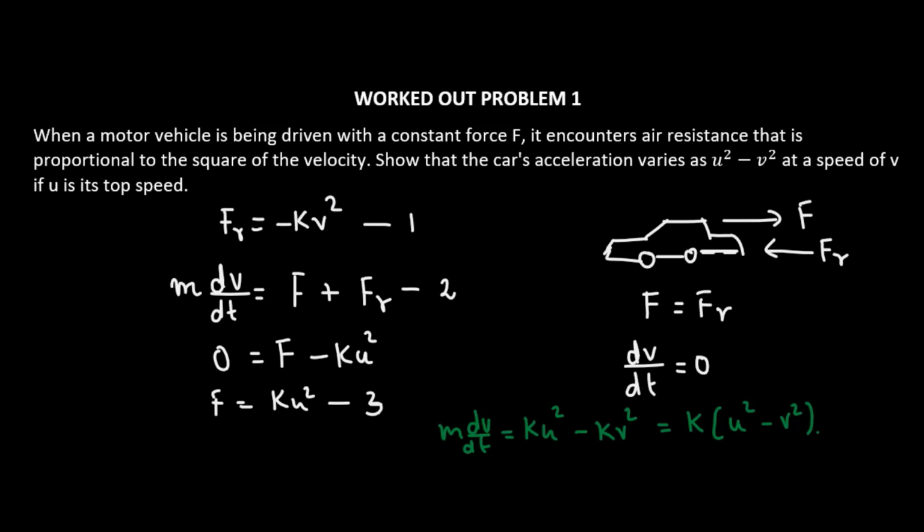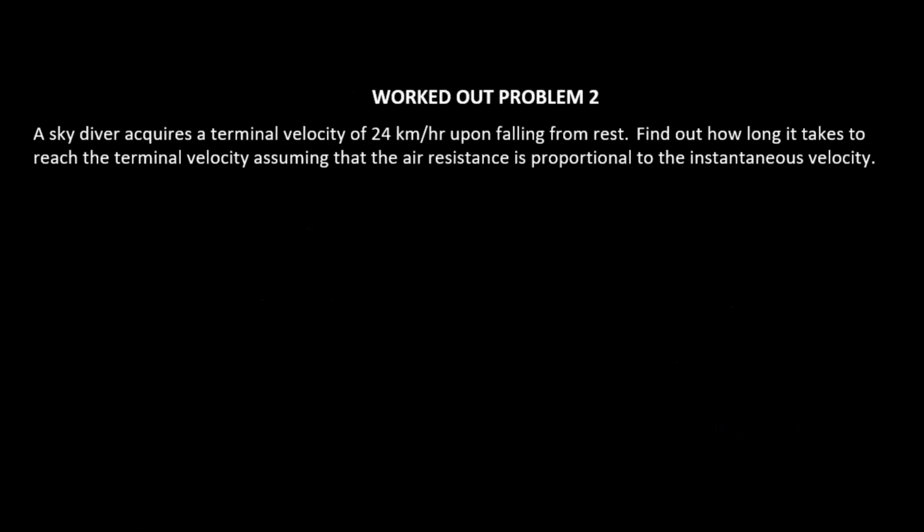Let's move on to the next problem. Problem number 2. Here we are given that a skydiver acquires a terminal velocity of 24 kilometers per hour upon falling from rest. Find out how long it takes to reach the terminal velocity, assuming that the air resistance is proportional to the instantaneous velocity.